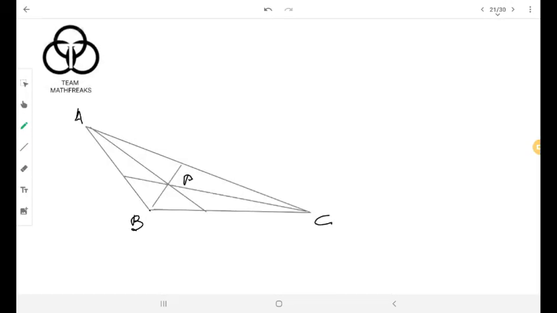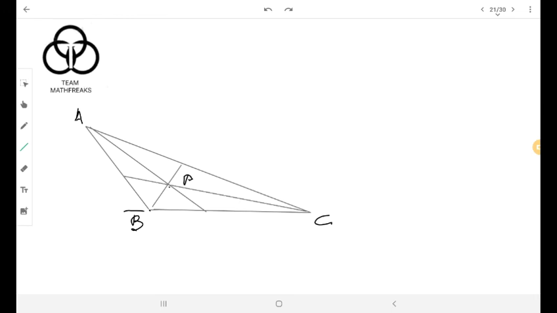I have just redrawn the diagram. This is any arbitrary point P. Same thing only, I have changed the diagram for better understanding of the problem. Now I will use a little construction. I will just extend it.